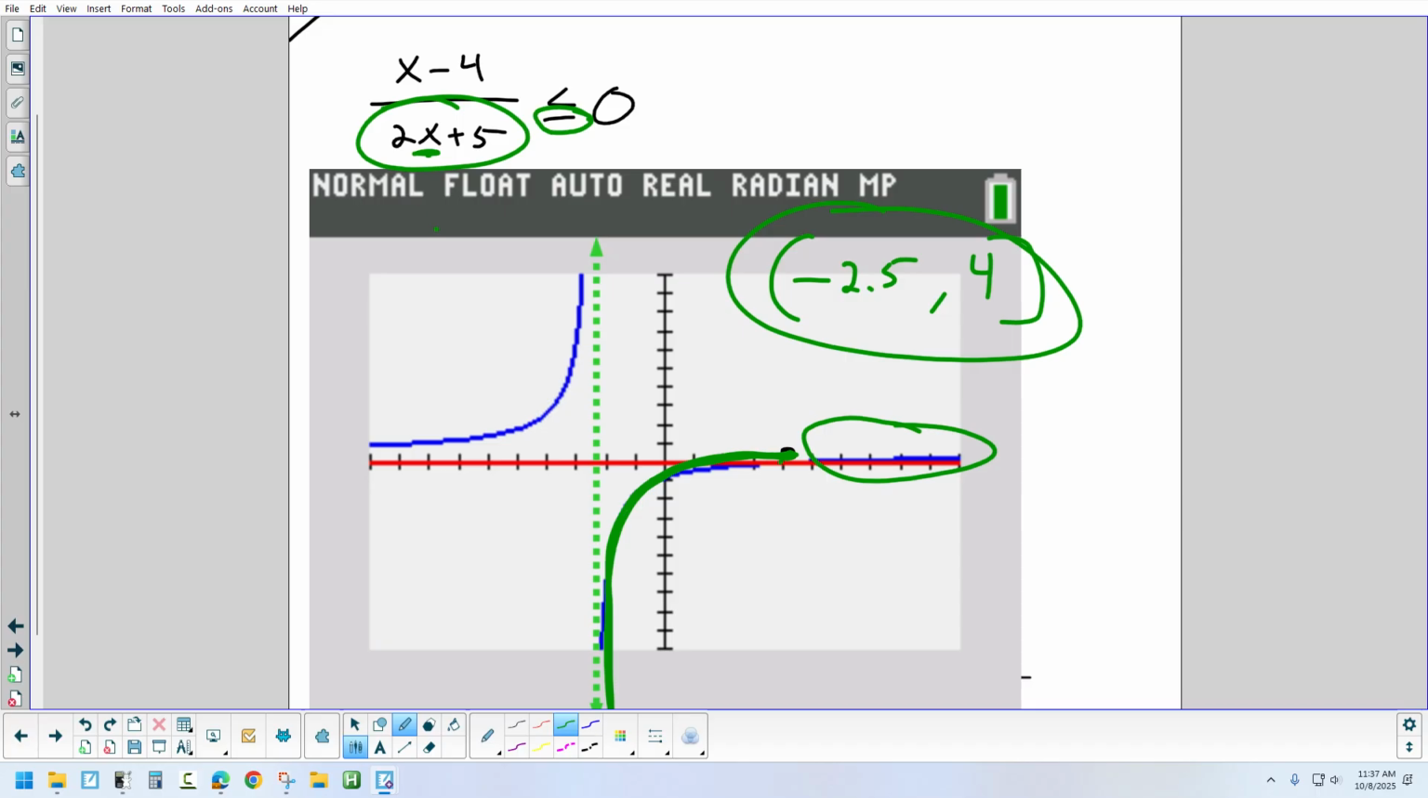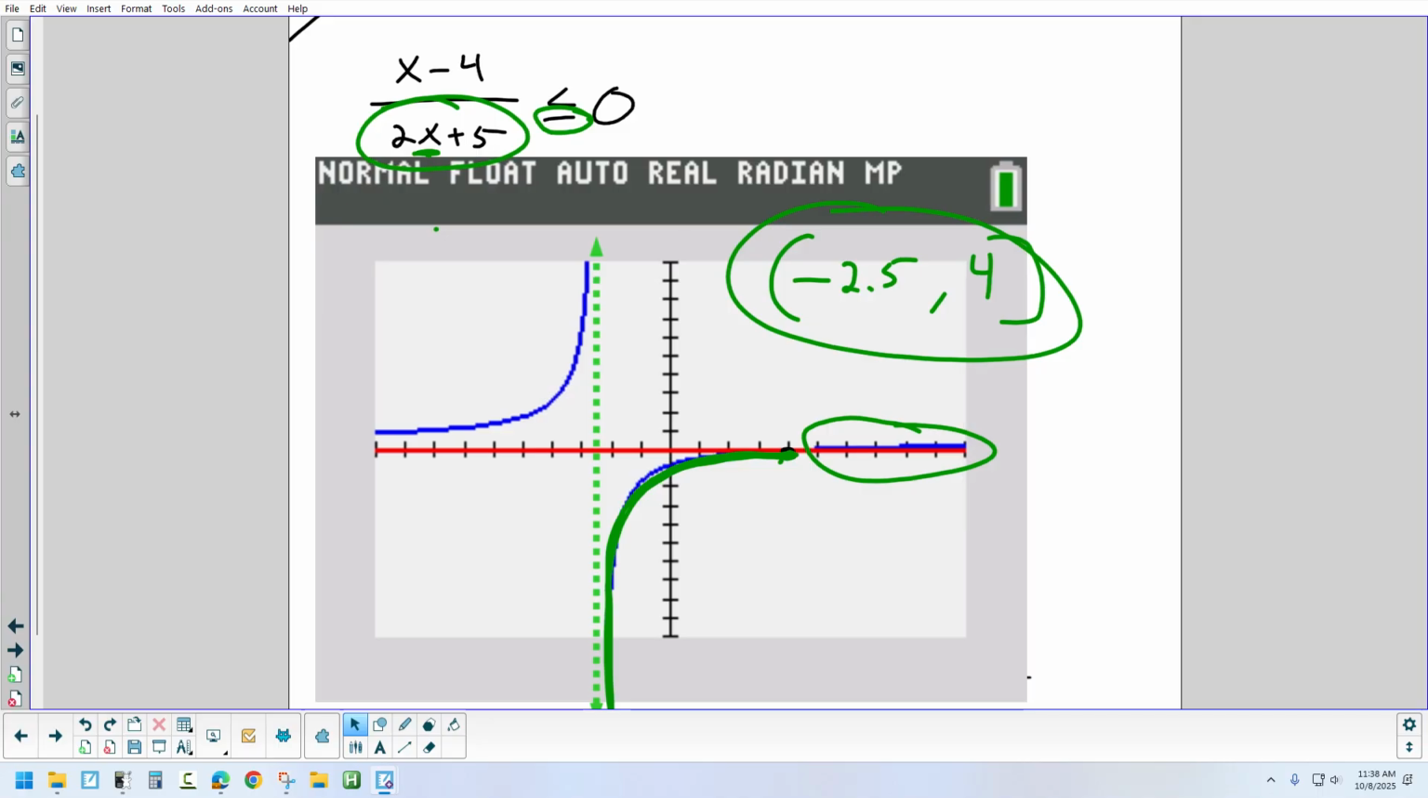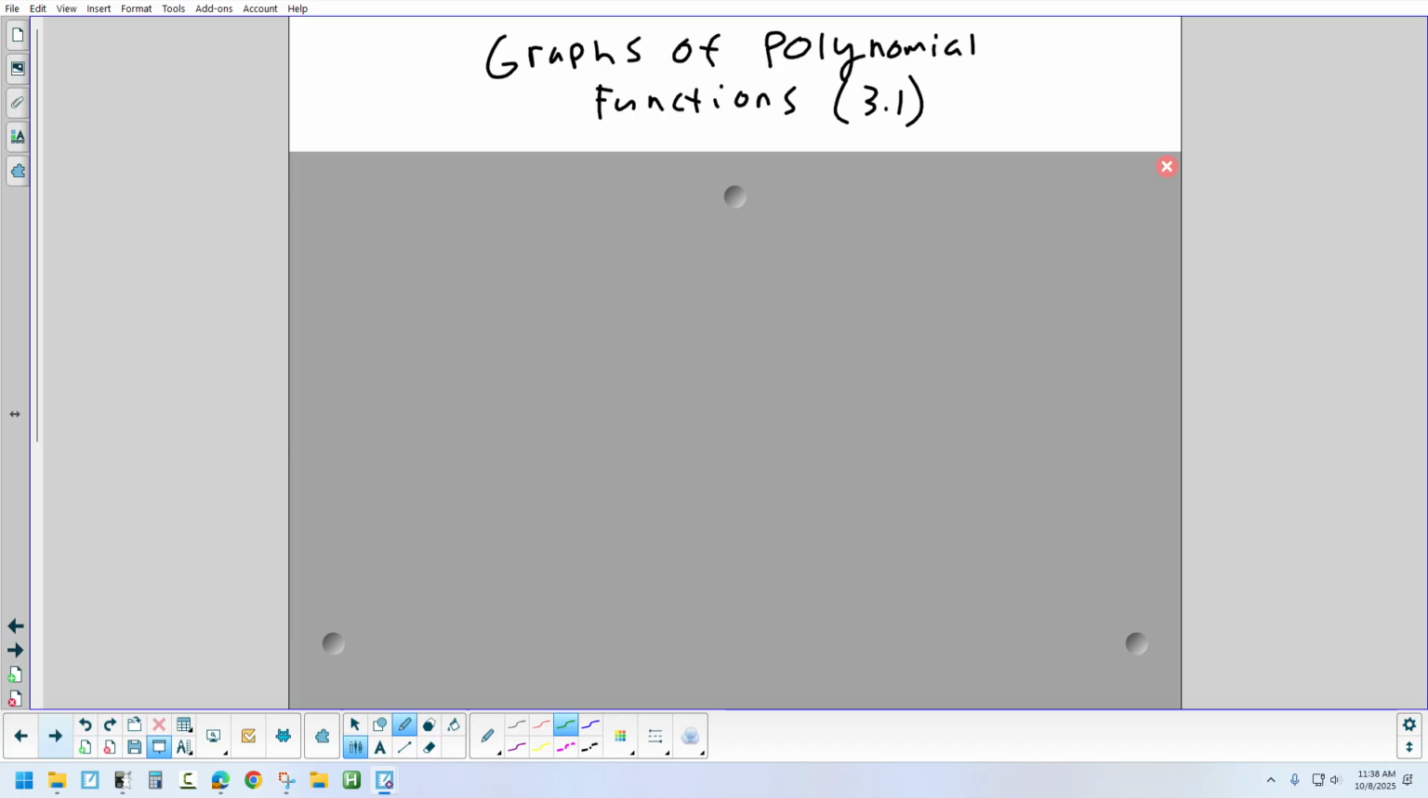If you pick any x value between negative 2.5 and positive 4, you'll be on that green section, which is underneath the red line. If you pick a value outside of this area, then the blue line's going to be above. So you've got to stay between those x values right there. Any question on that? Okay. So I think that's good for that.